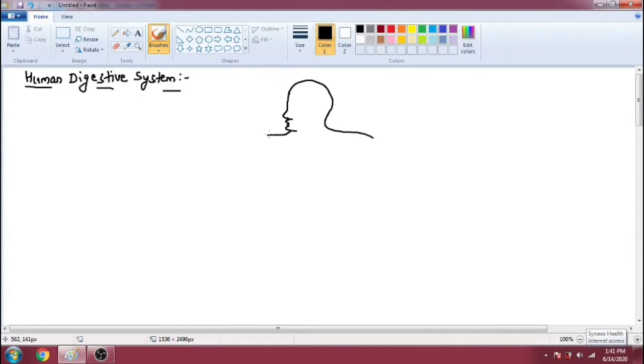So what we do, we first draw the face. Here we can see the nose and the mouth. Nose and mouth have a common opening, and that common opening we call the pharynx. So I am taking two parts, one is nose, one is mouth, and both are connected to the pharynx, and then it leads to the esophagus. Esophagus is the food pipe. Through the esophagus the food is going to travel to the stomach.